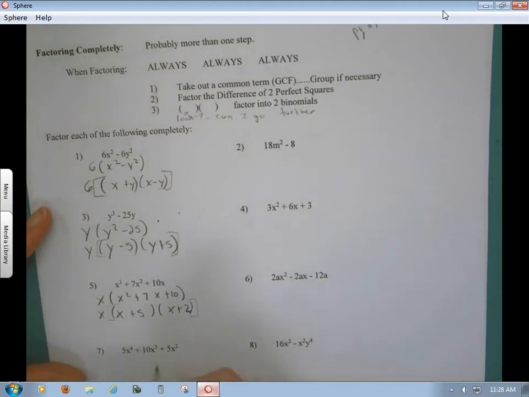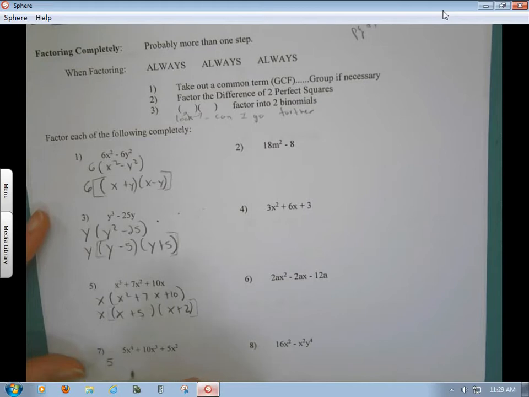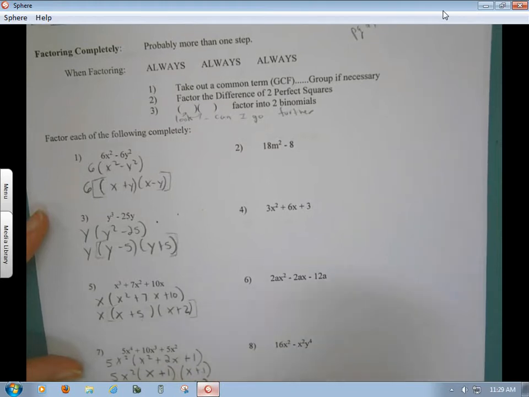Okay. So now 7, we have a GCF of 5x squared. So I end up with x squared plus 2x plus 1. This is a perfect square trinomial. X plus 1. Those of you who didn't see it, you'll get this at first. 1 times 1 is 1. 1 plus 1 is 2. And then you'll see, oh yeah, I can write it like that.